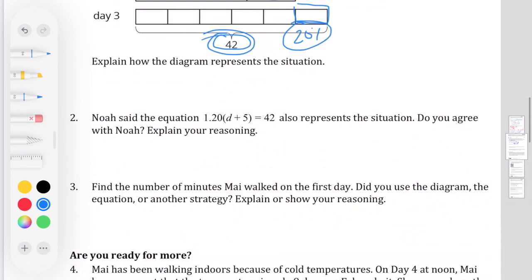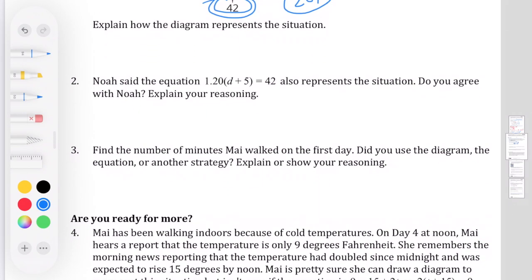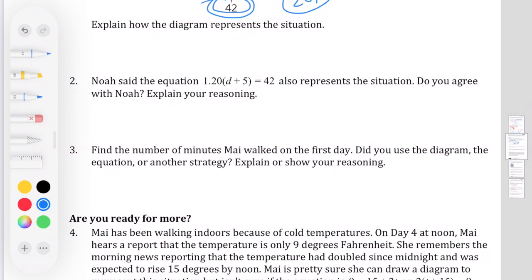Noah said the equation 1.20 times D plus 5 equals 42 also represents the situation. Do you agree with Noah? Explain your reasoning. Number 3, find the number of minutes Maya walked on the first day. Did she use the diagram, the equation, or another strategy? Explain or show your reasoning.